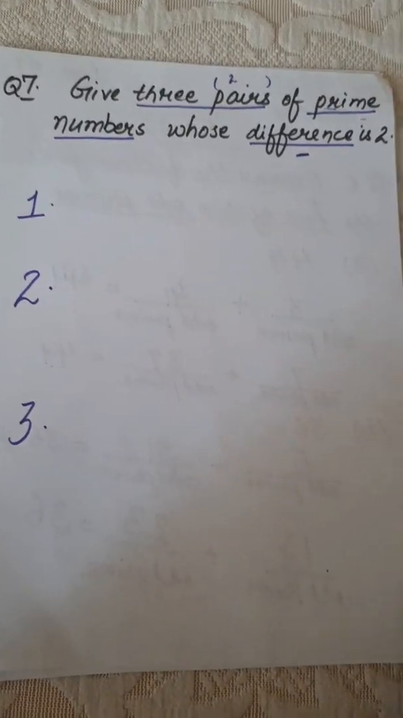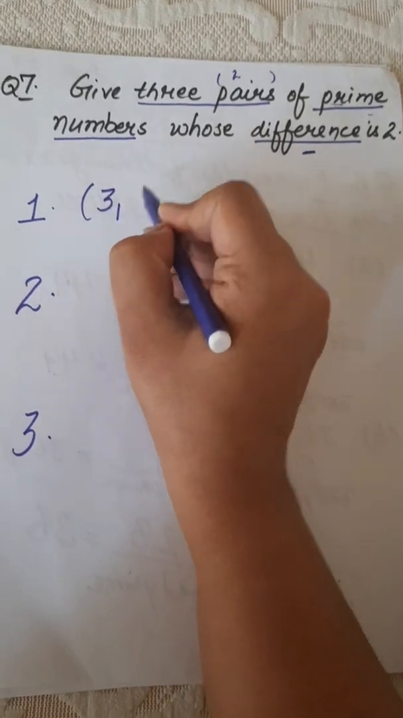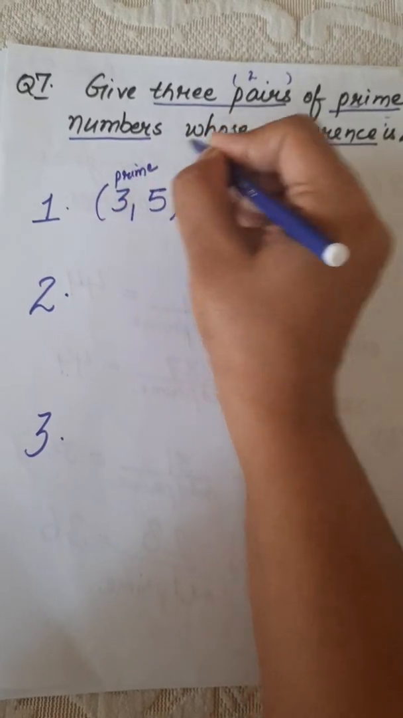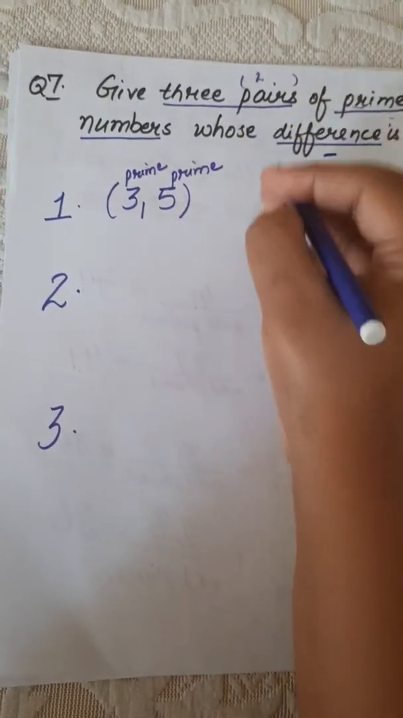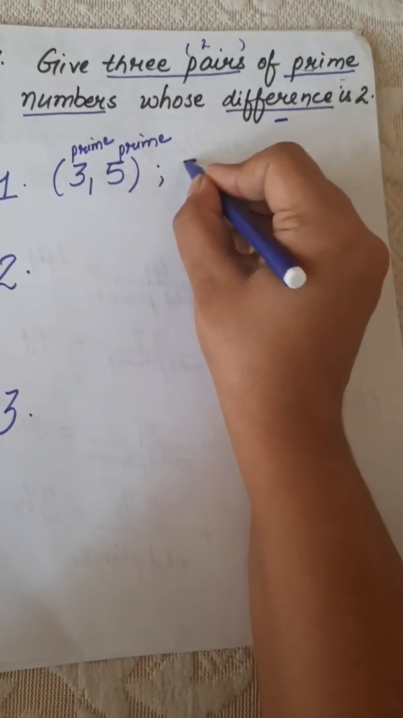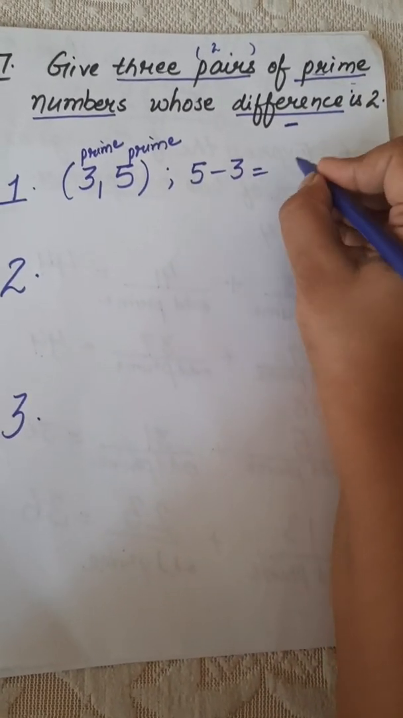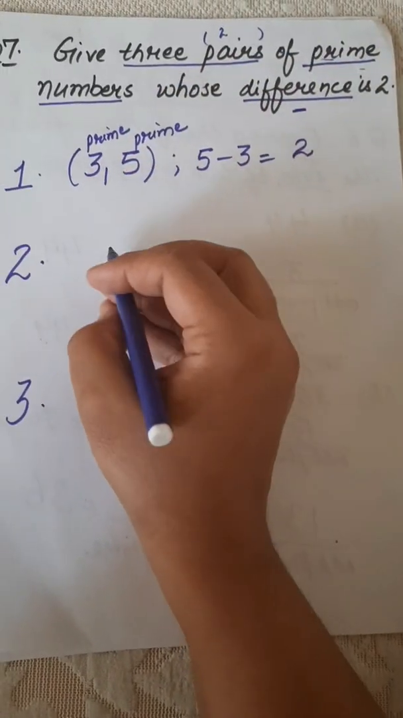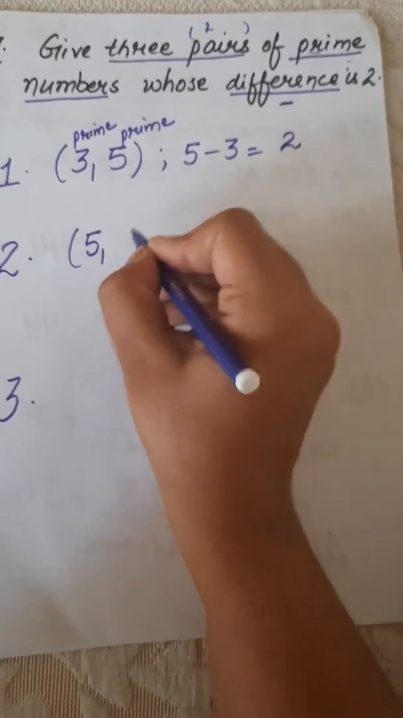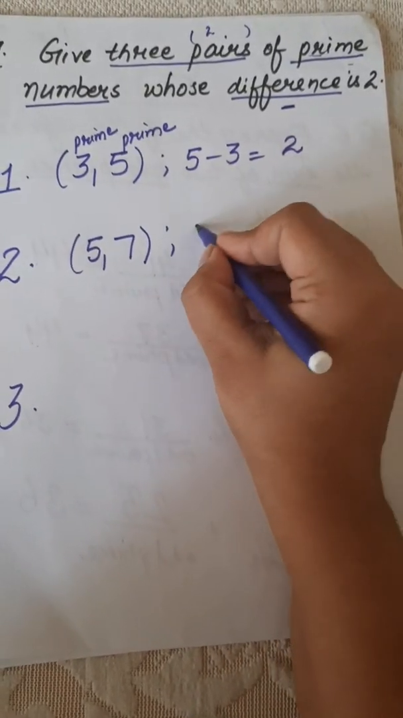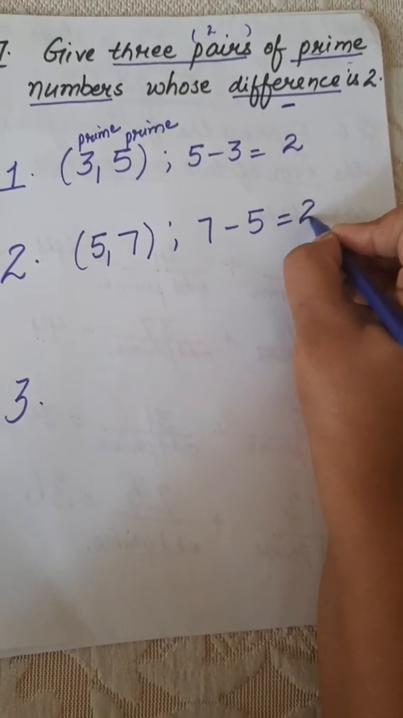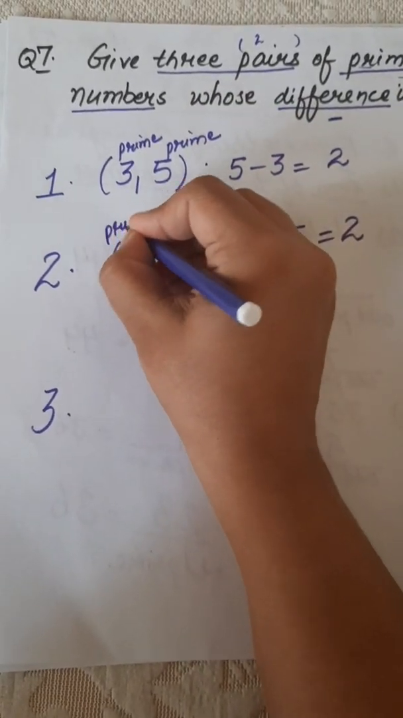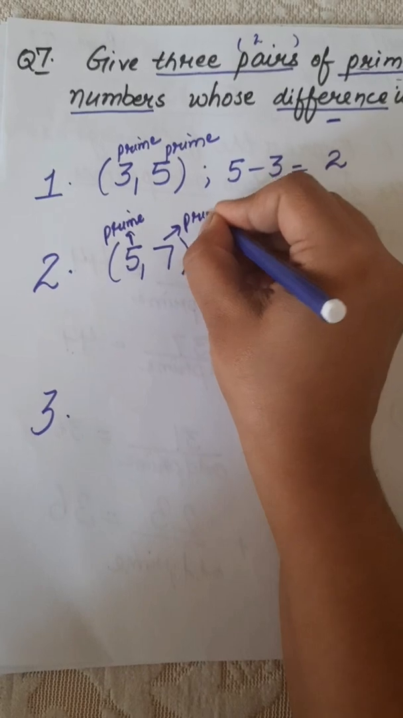So let's take first, we have 3 and 5 as a pair of prime numbers. Here 3 is prime, here 5 is prime. If I subtract, difference means minus, 5 minus 3 is equal to 2. So this is a pair of prime numbers whose difference is 2. Let's take another example. Let's take 5 and 7, because when I subtract 5 from 7, again I will get 2. So this is also an example of twin primes. Here 5 is prime and 7 is also prime.